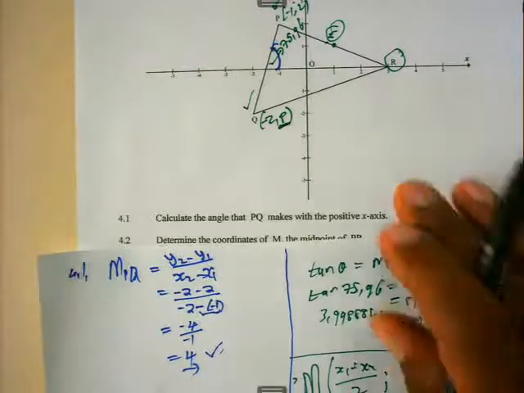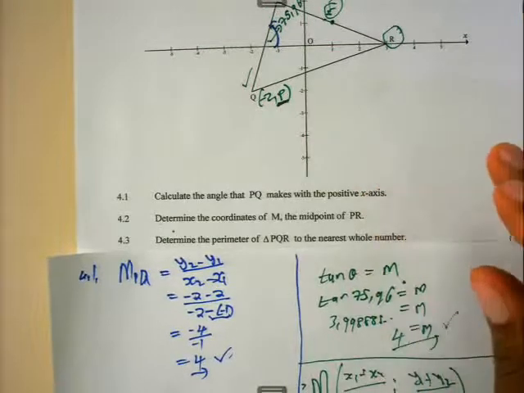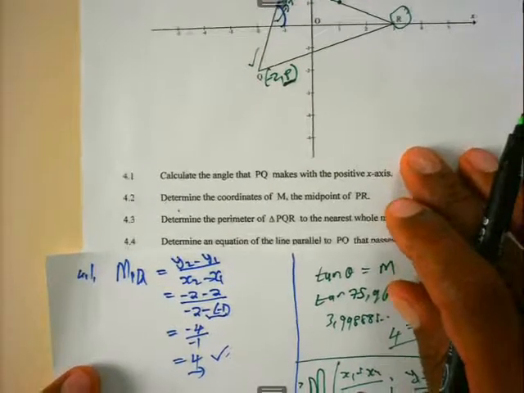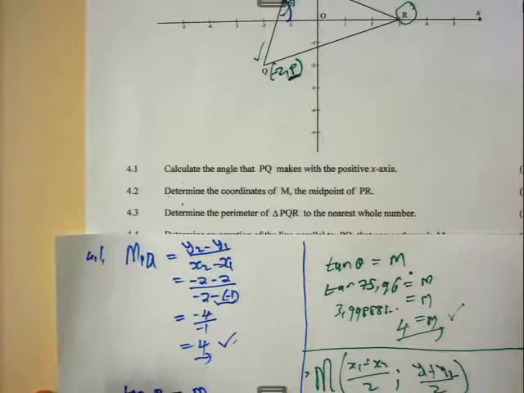Yes. Now, let us move to the next question. It says you must determine the perimeter of triangle PQR to the nearest whole number.